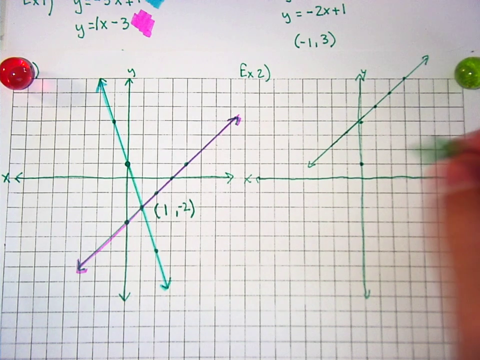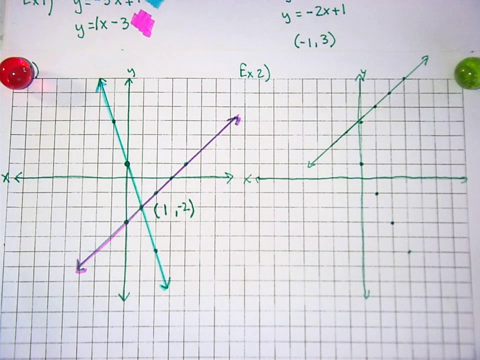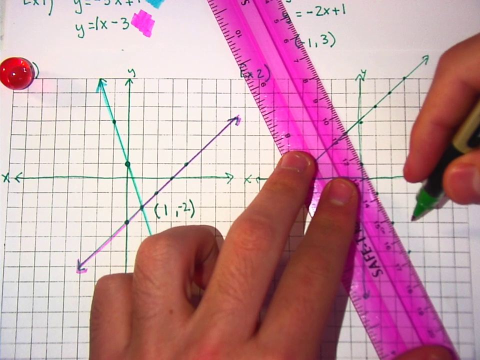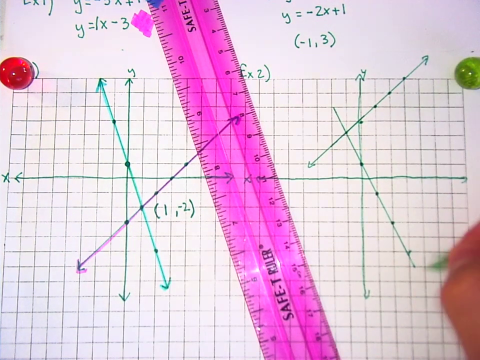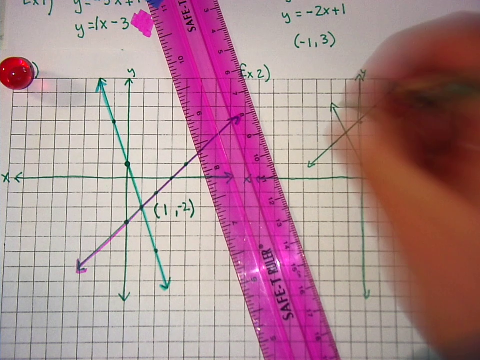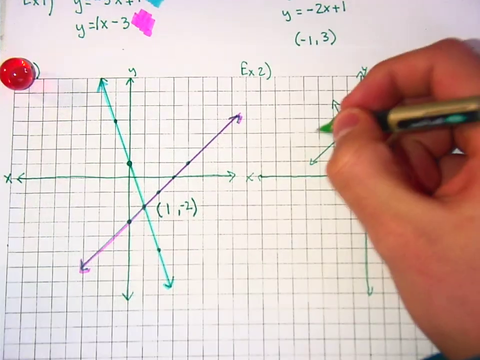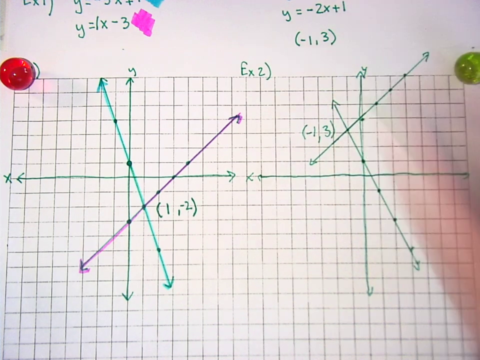Then you go the other way, down 2 over 1. Right. And then it intersects at -1, 3. Perfect, guys. Nice try.